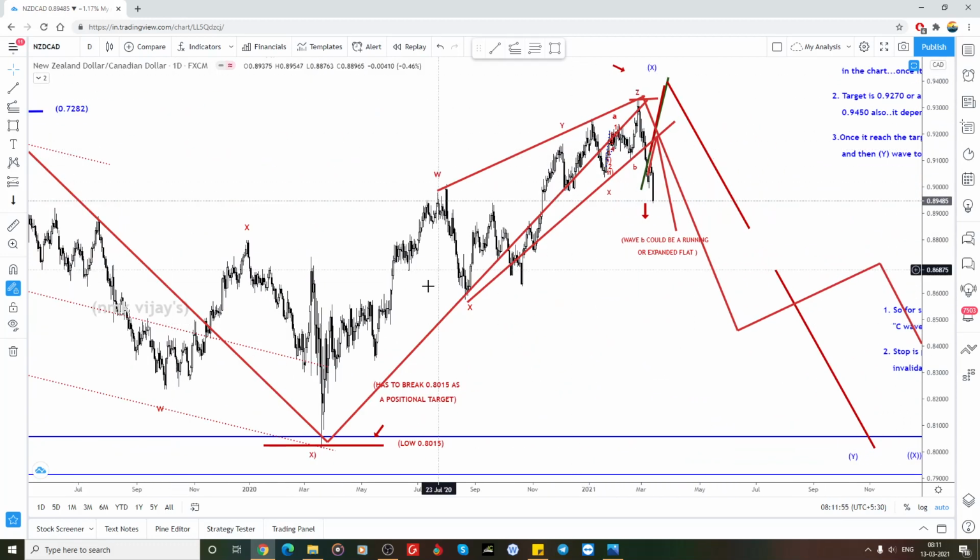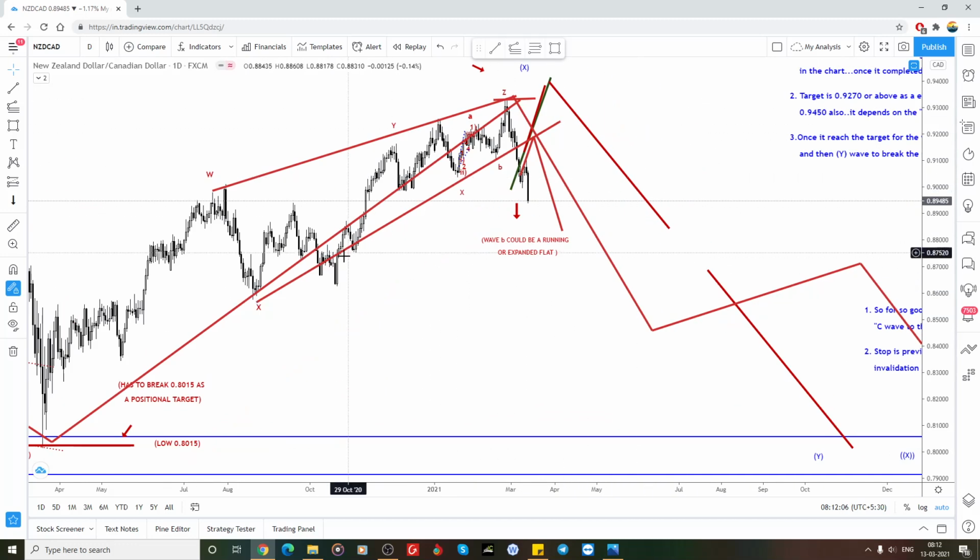I have already explained that 15 days before itself. I got on the idea WX, this could be Y, X, A, B, C, and that could be the end of the trend. So if it breaks this channel, the wedge formation, we can enter for the short position, and it's already done. One second, I will delete all those things.